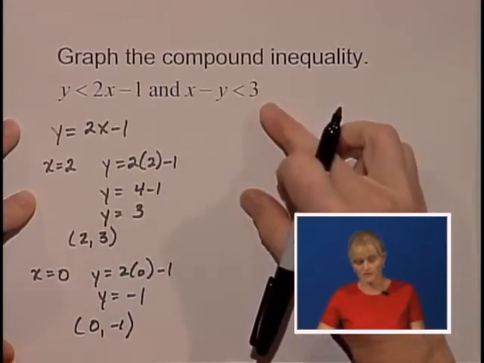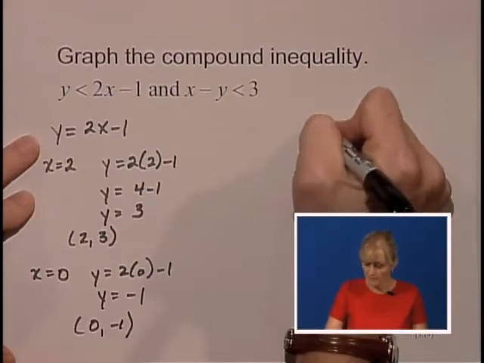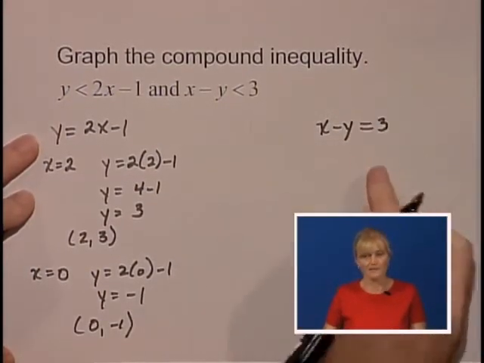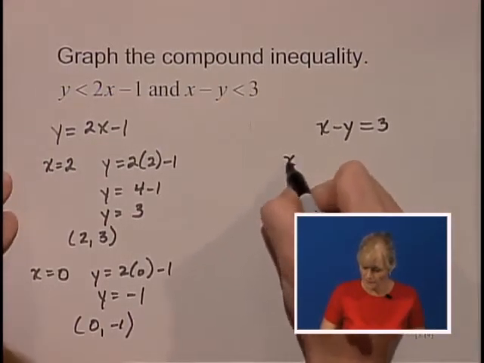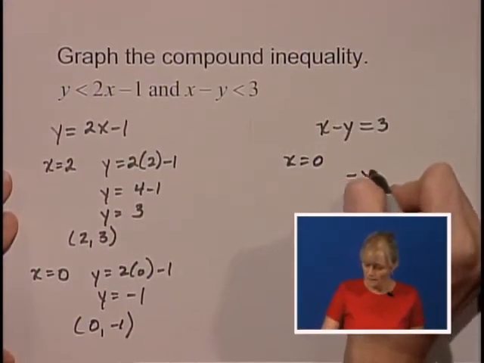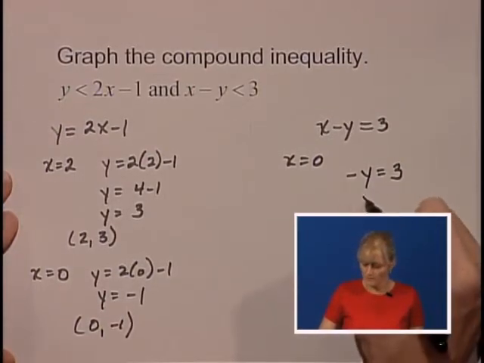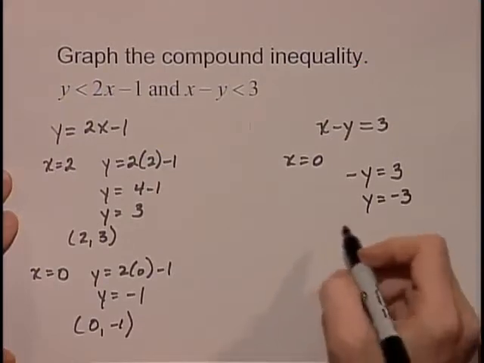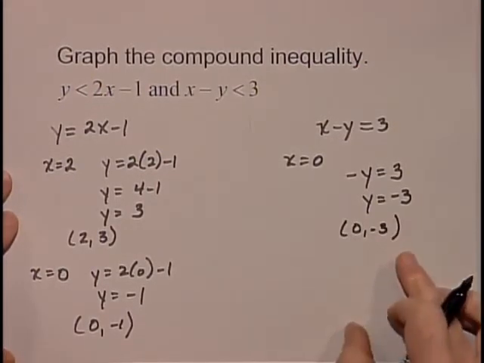We now need to move to the next inequality. We need to do the same process. We're going to set this up as x minus y is equal to 3. We're going to allow x to be 0. We'll substitute in, and we'll have negative y is equal to 3. We'll solve for y by dividing by negative 1. y is negative 3. So our first ordered pair is (0, -3).